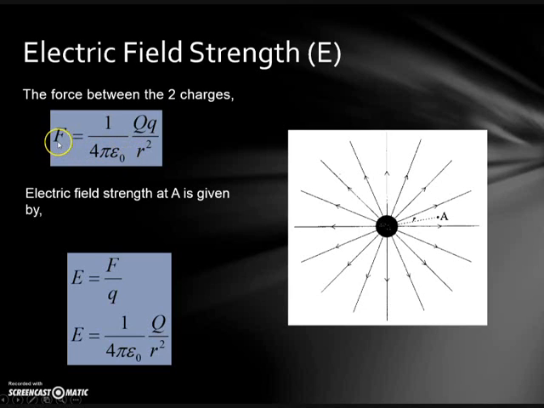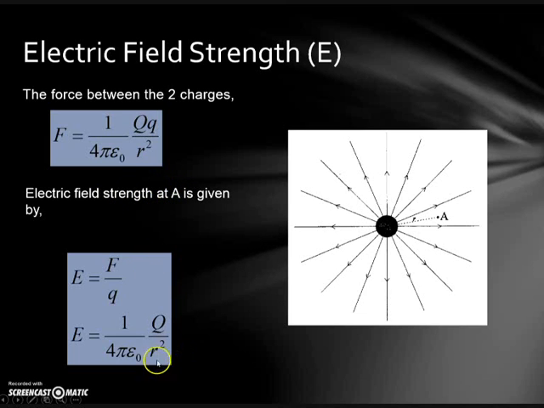So the force that something experiences is 1 over 4 pi epsilon naught, Q1 Q2, our two charges, over r squared. Q is our big charge in the middle, and q, the little one, is our test charge that we've put in there to determine whether or not there's a field. And r squared is simply how far away from our charge we want to know the field strength.